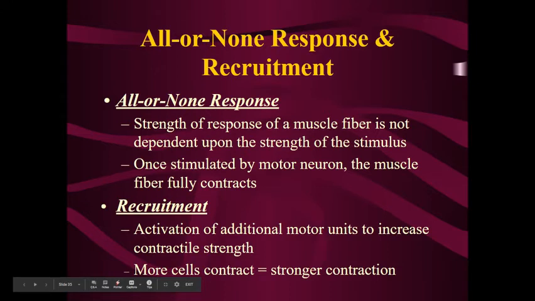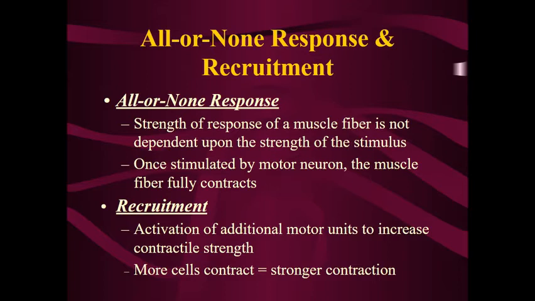The all or none response is the strength of response of a muscle fiber, and it's not dependent upon the strength of the stimulus. So once a muscle fiber is stimulated by a motor neuron, the muscle fiber is fully committed to a full contraction. So it's not like we can send a weak stimulus or a strong stimulus. A stimulus will cause that muscle fiber to fully contract.